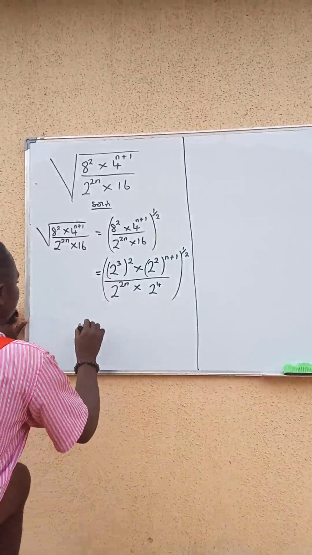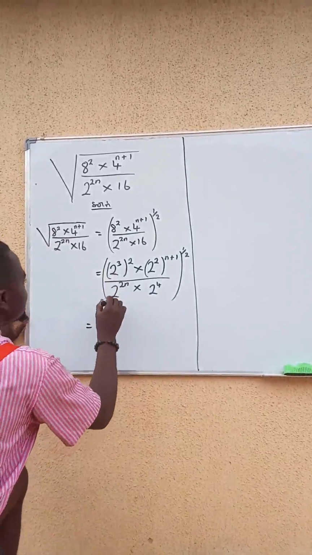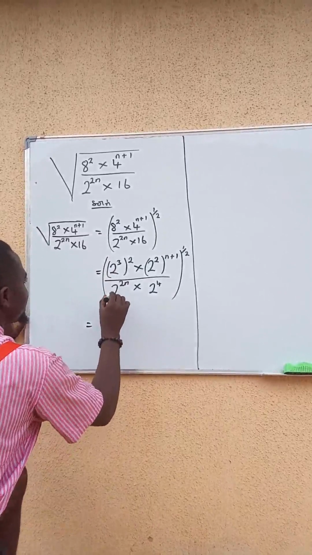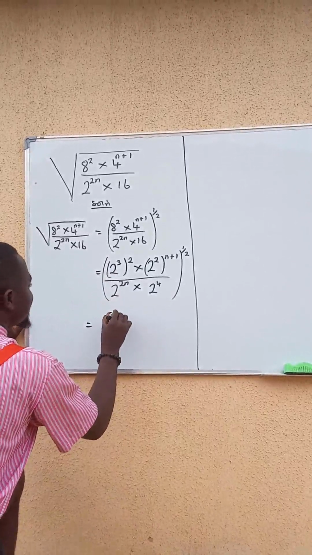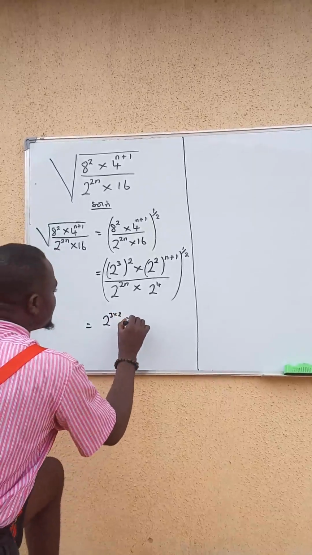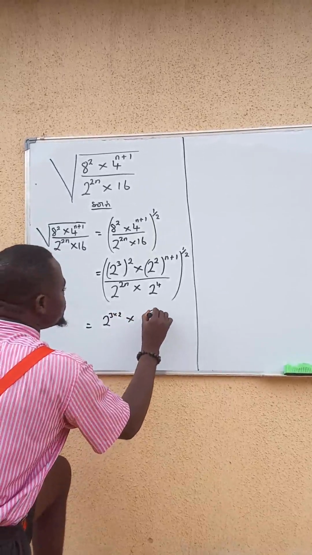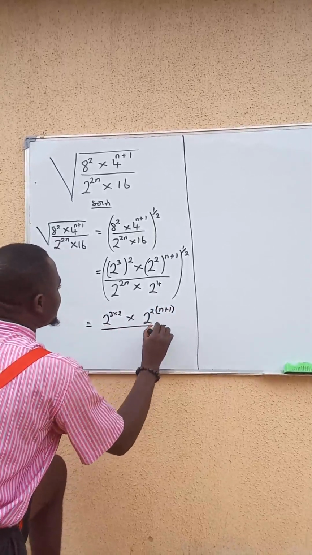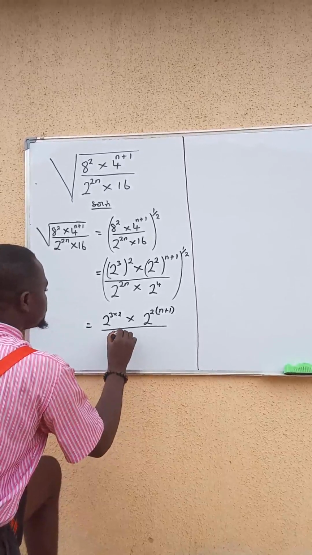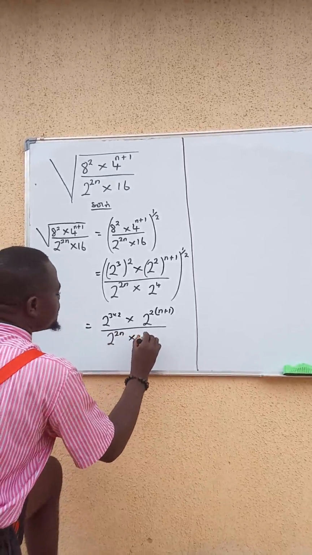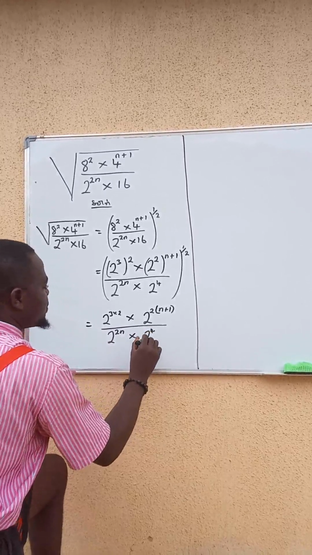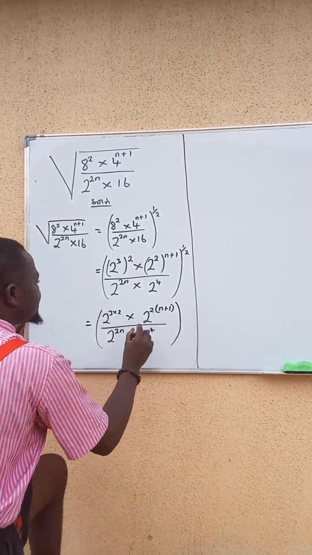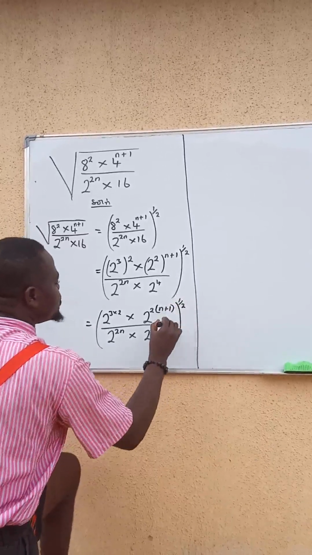So this will now be what? 2 raised to the power of 3 times 2 multiplied by 2 raised to the power of 2 n plus 1 over 2 raised to the power of 2n multiplied by 2 raised to the power of 4. All of this is raised to the power of 1 over 2.